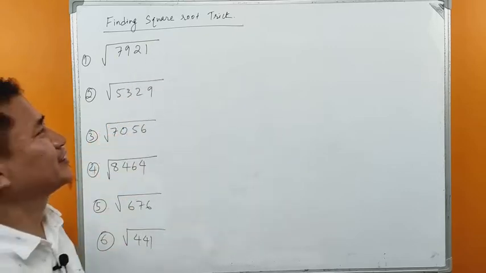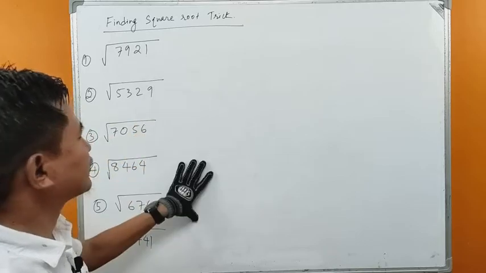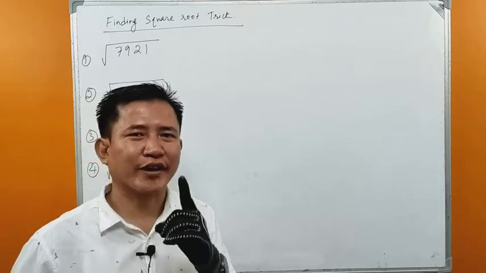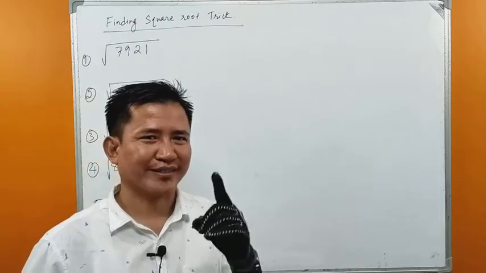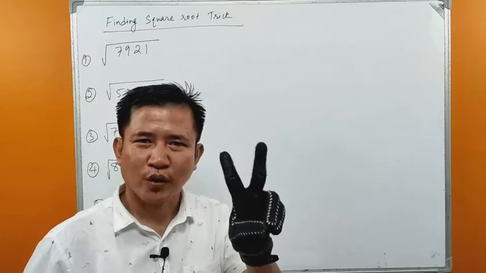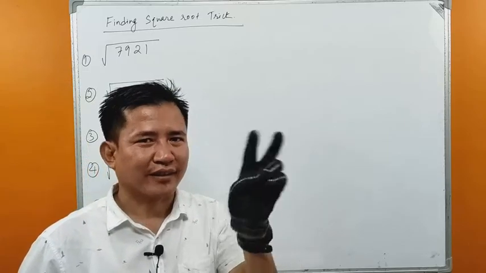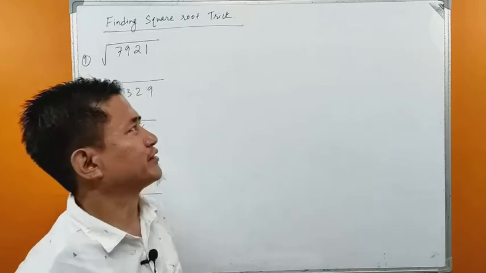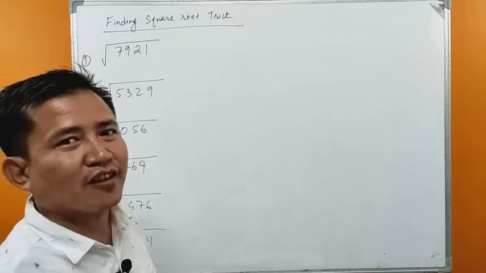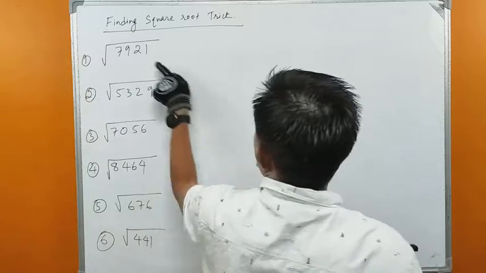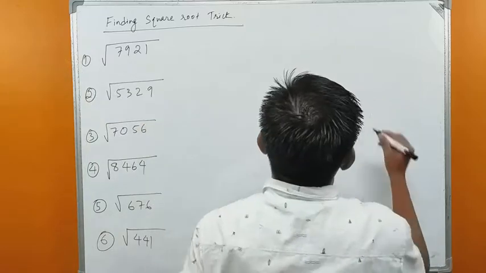Before we learn the trick, let us see the traditional way of finding a square root of a number. We have two methods, isn't it? One is the long division method and another is the factorization method. For now we'll see the long division method. Let us find the square root of 7921 by the long division method.